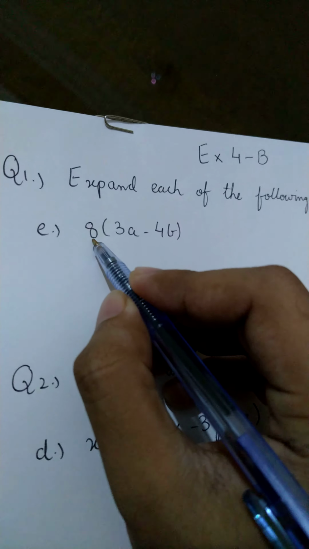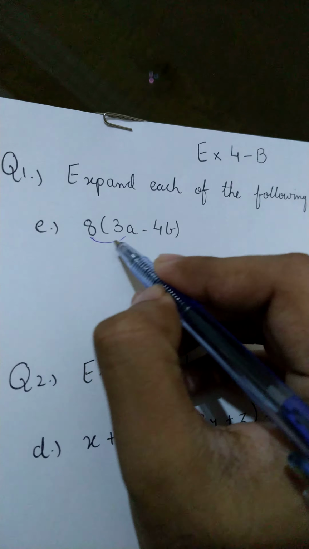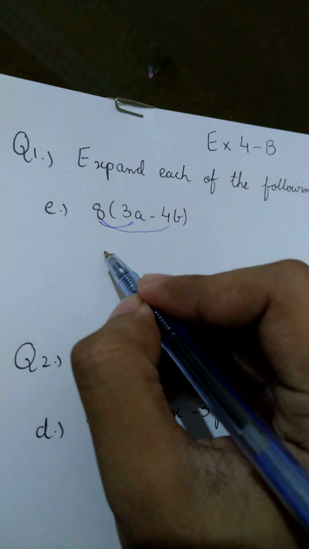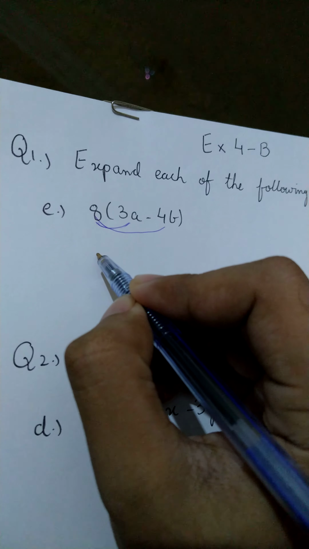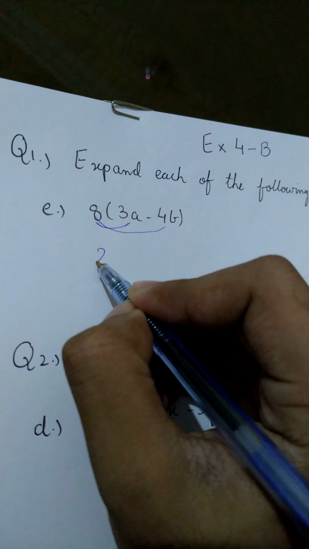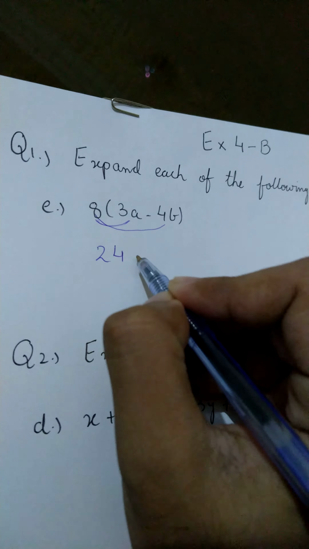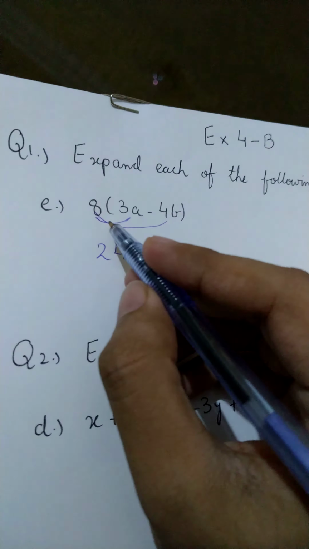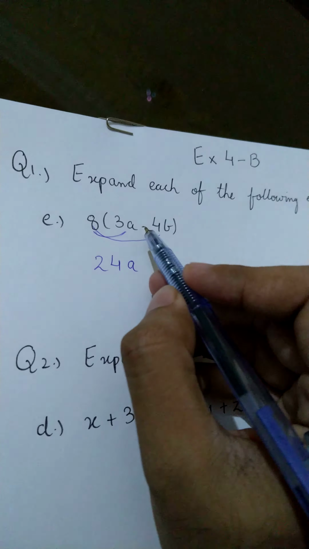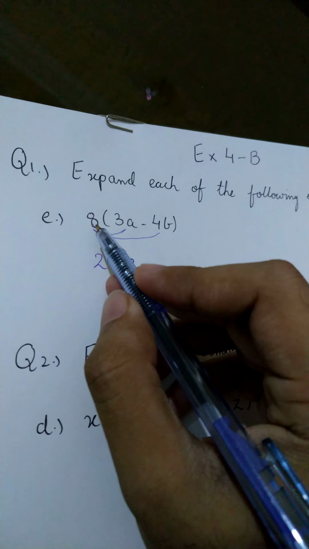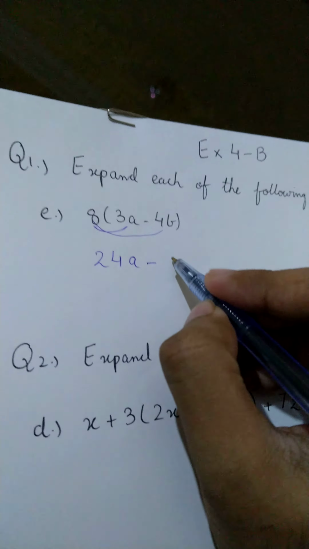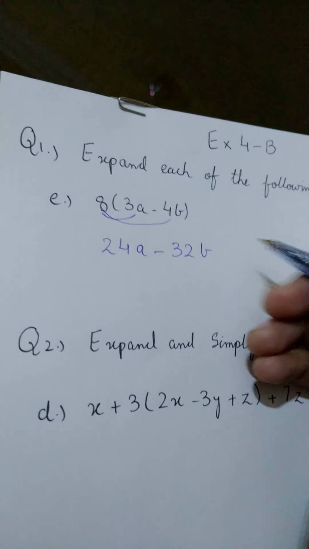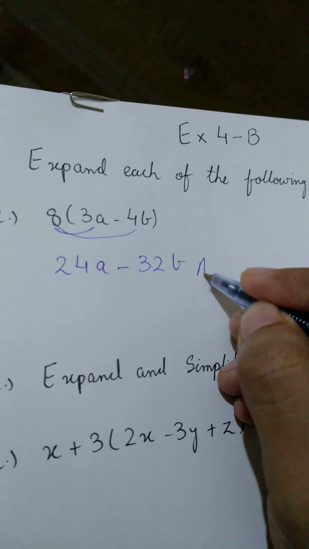So 8 times 3a and then 8 times 4b. 8 times 3 is 24a. And plus minus minus 8 times 4 is 32b. That's all. This is our answer here.